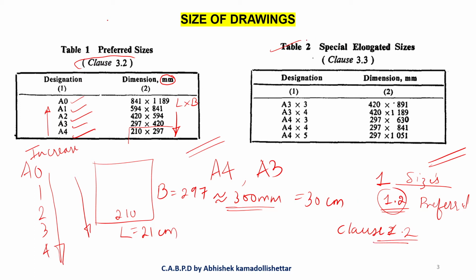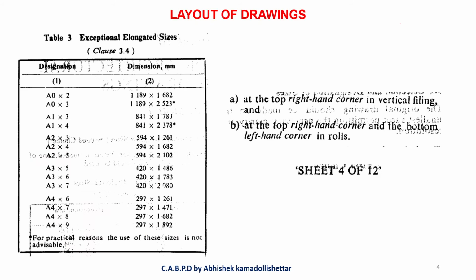Here table number 2: special elongated sizes. This is according to clause 3.3. These are some special elongated dimensions. They have specific uses. You just need to know what all these things are. So let's go into the next thing.